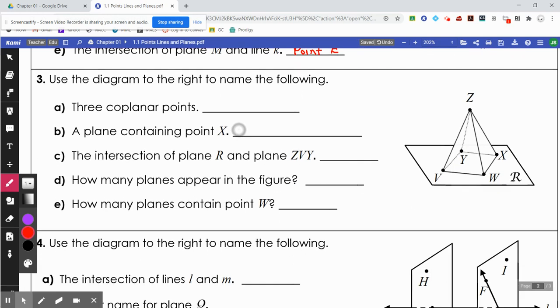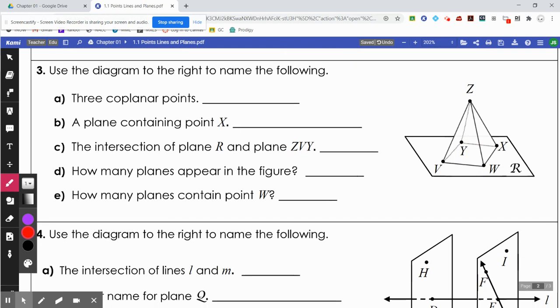Okay, number 3. Use the diagram at the right to name the following 3 coplanar points. And again, here we see several planes. We have the flat plane here, which is the bottom of this pyramid. We have the left side, which is a plane, the front's a plane, the right side's a plane, and the back side is a plane. And even though they aren't that plane shape, again, we could say they extend forever in all directions. They're still planes.